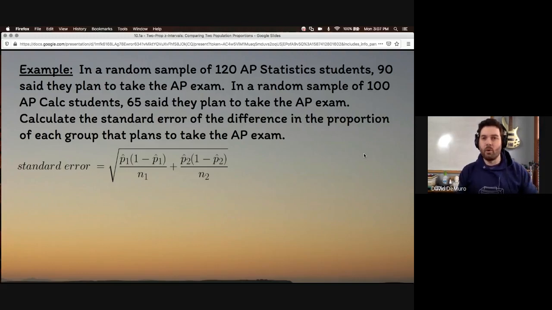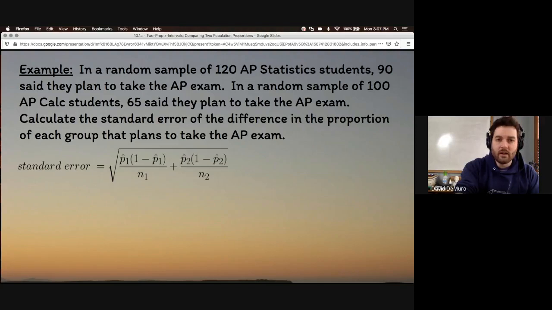So let's say that in one random sample of 120 AP Stat students, 90 of them said they plan to take their AP Stats exam. And in a different random sample of 100 AP Calc students, 65 of them said they plan to take their AP Calc exam. So I want to calculate the standard error for the difference in the proportion for these two groups of students, stats and calc.